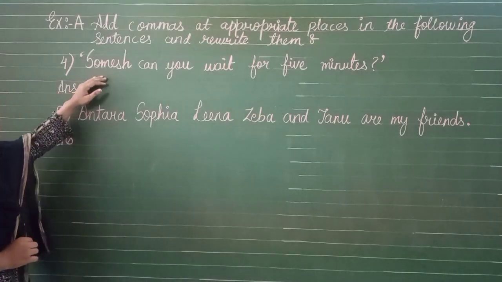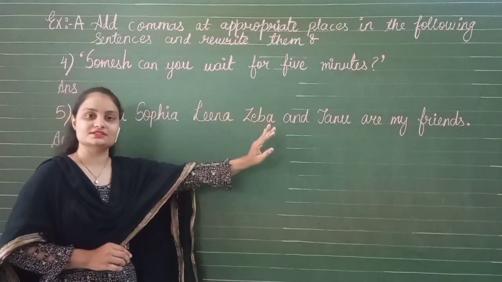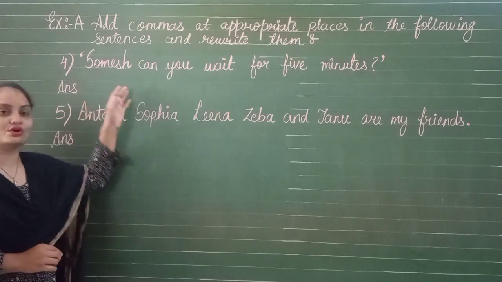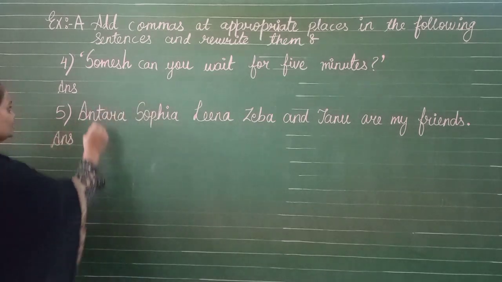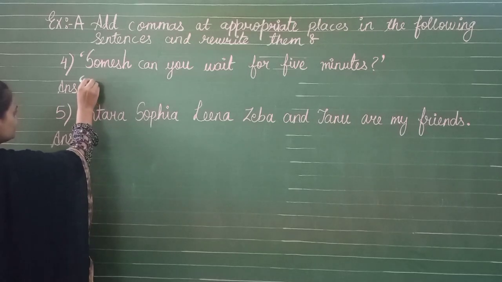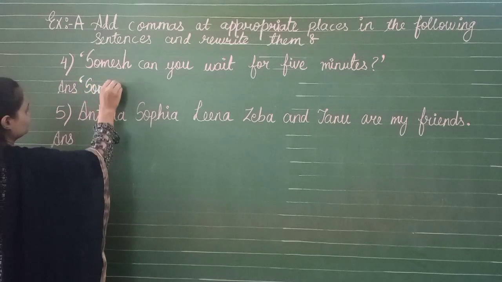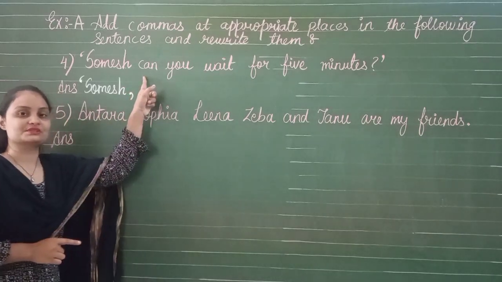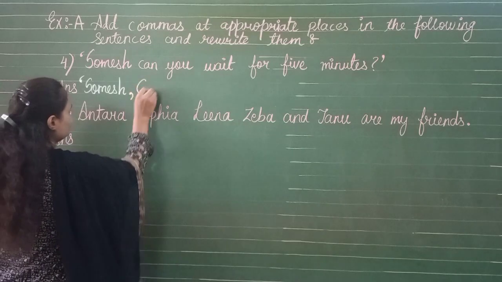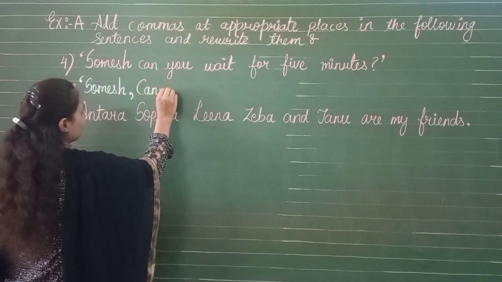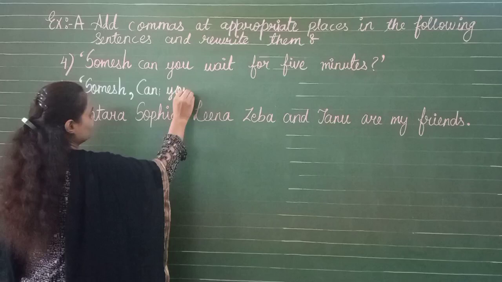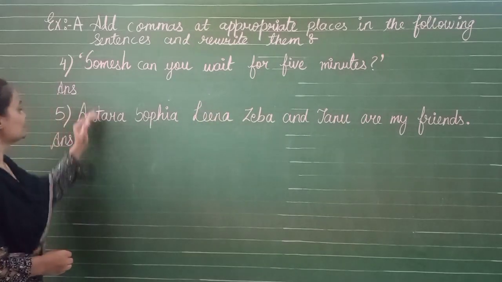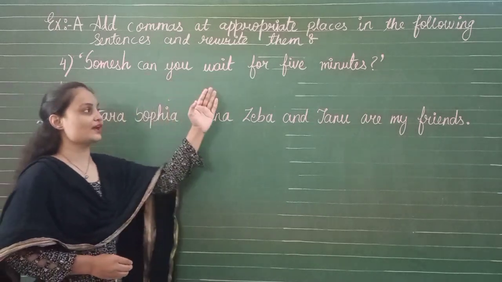Fourth one, "Somesh, can you wait for 5 minutes?" Right? Here, who is the speaker? Somesh. So after Somesh, we will add comma. Quotation mark as it is, then Somesh, comma. After comma, whatever letter comes, we write it in capital. Can you wait?